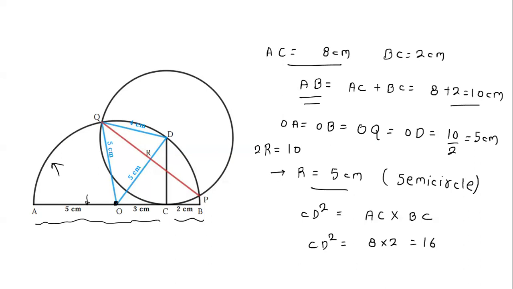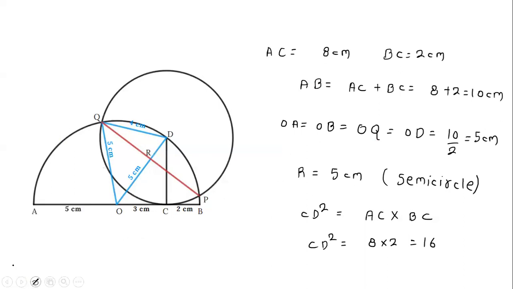So this OA length is also radius, OQ is also radius, OD is also radius, and OB is also radius, because points A, Q, D and B are all on this semicircle, and all lengths OA, OB, OQ and OD are equal to the radius, which is 5 centimeter. In this way we find the radius of the semicircle.